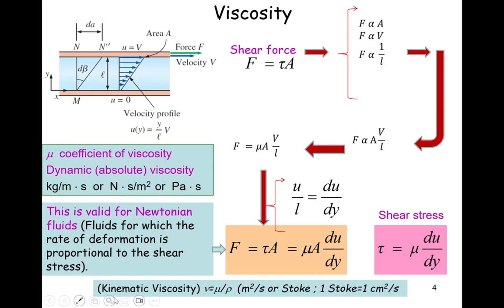One thing you need to realize is that we have another item called kinematic viscosity. What's the difference between kinematic and dynamic viscosity? The difference is that when we divide dynamic viscosity by the density of the fluid, it is called kinematic viscosity, which is meter square per second, or a stokes, where one stokes is 1 centimeter square per second. I hope that you go through this material again, because this is important and helps you answer many questions.